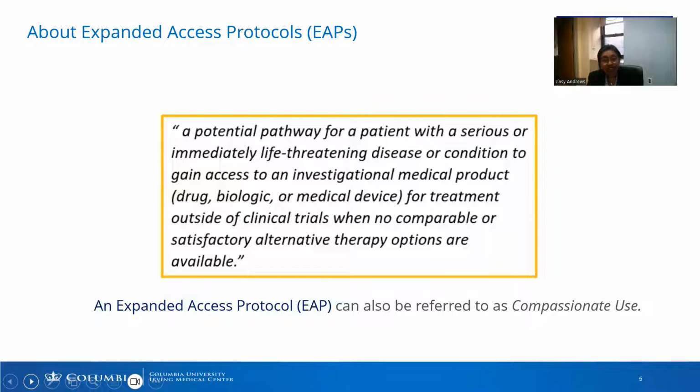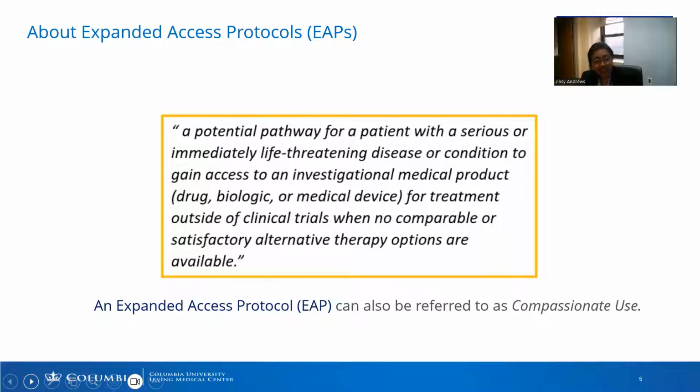And so you've seen this in the previous webinar that I gave. But excuse that, I'm in the hospital right over the emergency room. The multitasking. About expanded access protocols, this is a pathway. So I put this definition here because this is a traditional way of perceiving expanded access. It's for a serious or life-threatening condition to gain access to an investigational product outside of a clinical trial when no comparable treatment is available, and it's really intended for treatment.